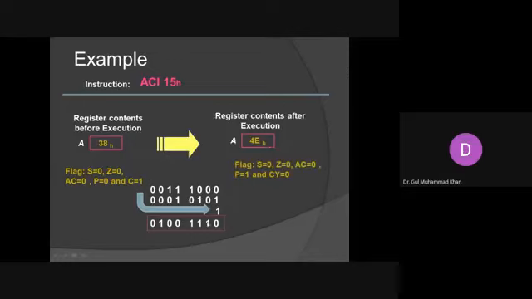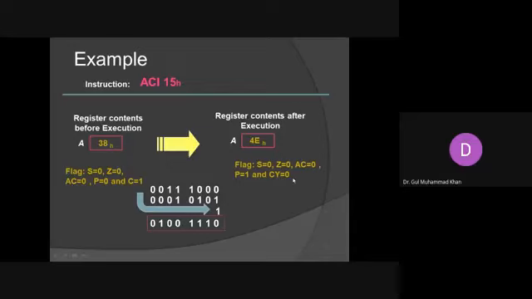Now see these numbers. First, this bit is 0, so S is 0. The result is non-zero, so the zero flag is 0. Auxiliary carry: was there any carry from the first digit to the second one? No, so auxiliary carry is 0. How many ones are here? 1, 2, 3, 4, which means P should be 1. Was there any carry from the addition of these two numbers? No, so the CY value is 0.